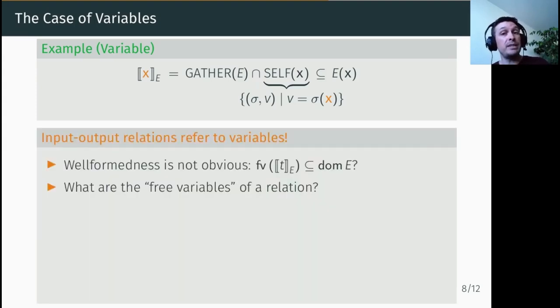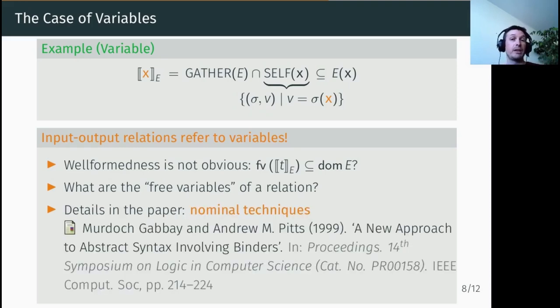This means that the semantic denotations can refer to syntactic variables. This has consequences on the well-formedness of the definition. You need to show, for example, that the free variables of your denotations are included in the variables that are defined by the environment. But what does it even mean to be a free variable for a relation? Relations are semantic objects, not pieces of syntax. And to answer this question, we use nominal techniques to carefully handle names. If you want to dive into the details, please have a look at the paper.